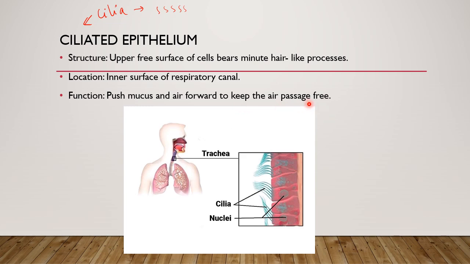They're also present inside your nose, because of the hair-like projections. Whenever we are inhaling, suppose any particle gets inside your nose, what immediately happens? You sneeze out. So it does not allow any unwanted particles to go inside through your respiratory canal. So it pushes the mucus and air forward to keep the air passage free. So they keep on moving. So that is ciliated epithelium.